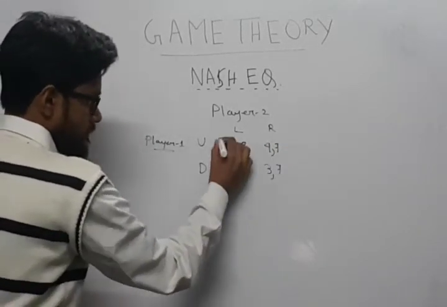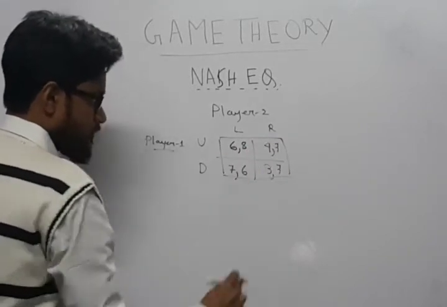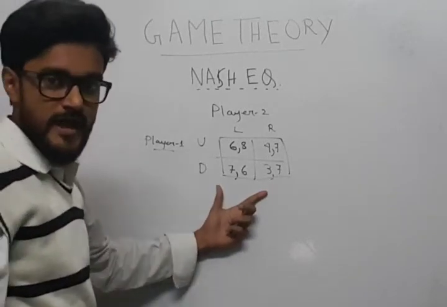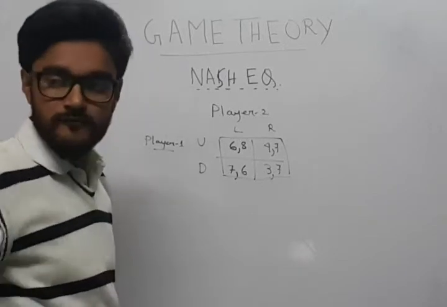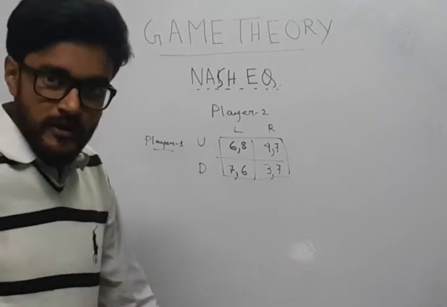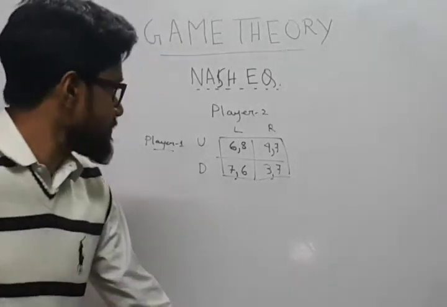So we have the following payoffs. Now out of this we have to find the Nash equilibrium strategy. In order to do that, first I will ask you to go to the previous video. In the previous video we showed how we solve Nash equilibrium problems.